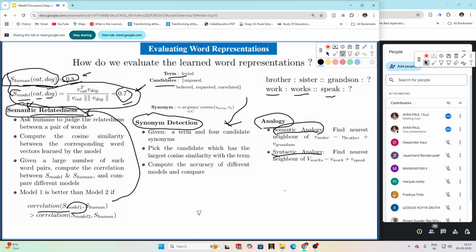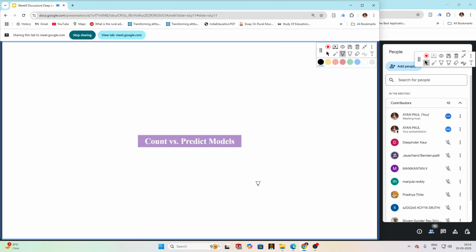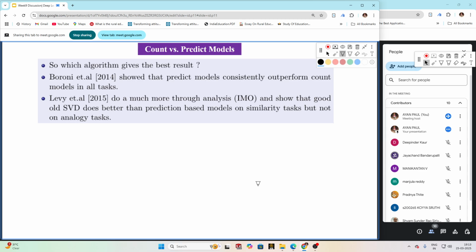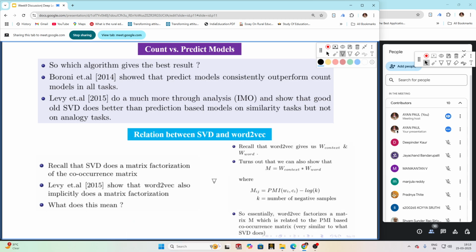So this is how you will evaluate the model. These are the three tasks: semantic relatedness, synonym detection, and analogy. I hope this is clear to all of you. Now we will move on to the last thing, that is count versus prediction model. Which one is better?